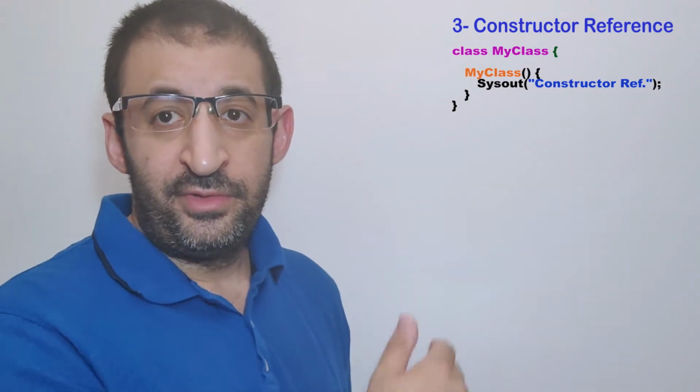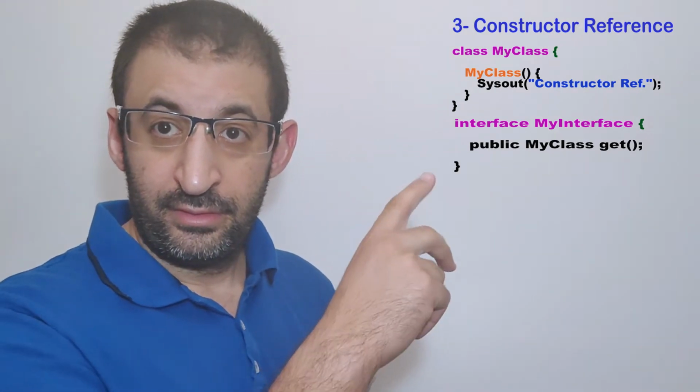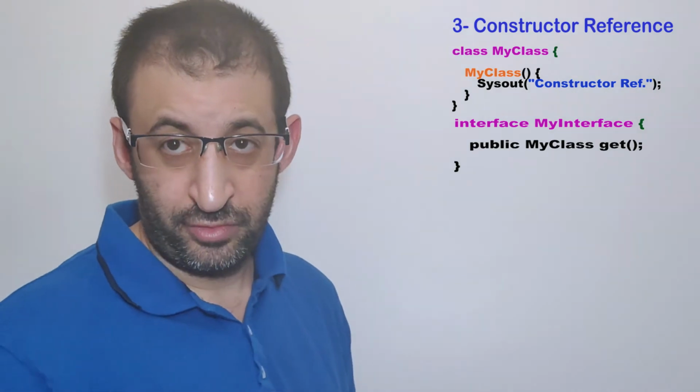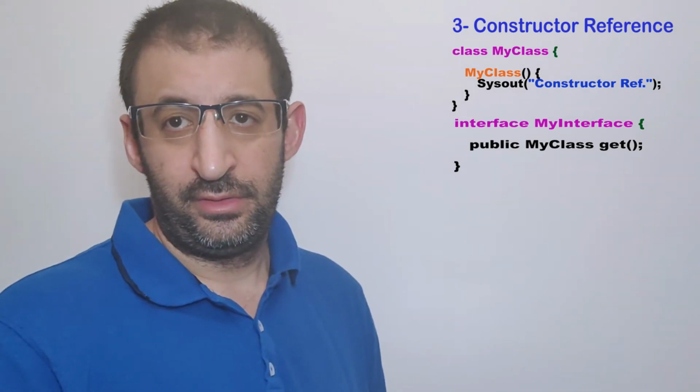After this, I have this interface, MyInterface. It contains only one abstract method, and it is public. The return type is MyClass, with method get, without any argument. Now we'll create a class Test with a main method.